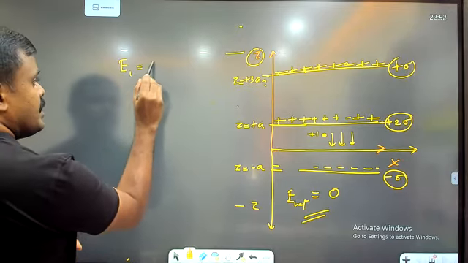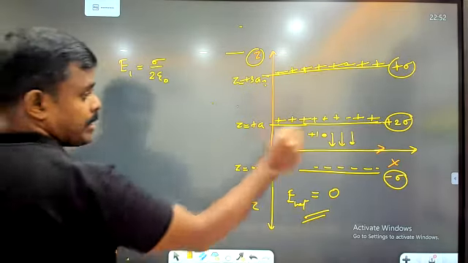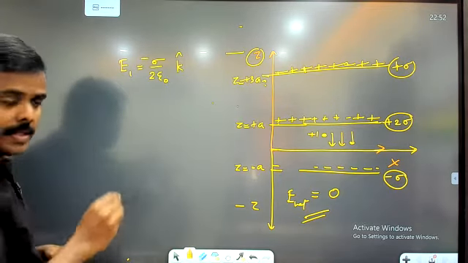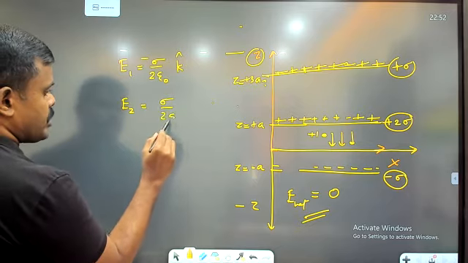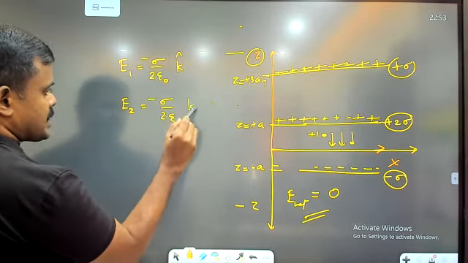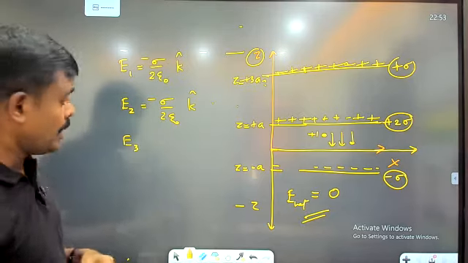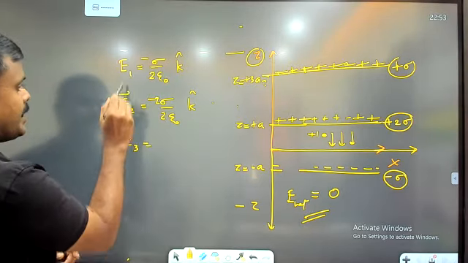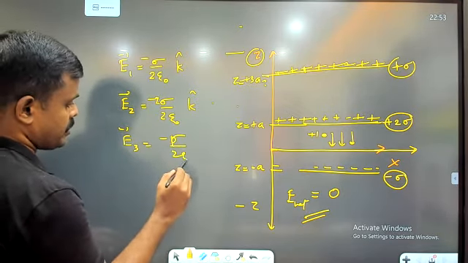So E1 is what? Sigma by 2 epsilon 0. That is downward. Downward is minus K cap. E2 is what? E2 is sigma by 2 epsilon 0. That is also downward. So minus K cap. E3, sorry, minus 2 sigma by 2 epsilon 0. Third is also minus sigma by 2 epsilon 0 K cap.